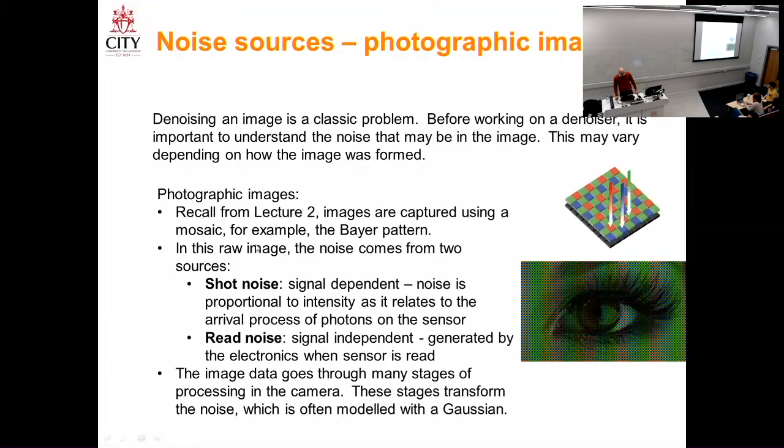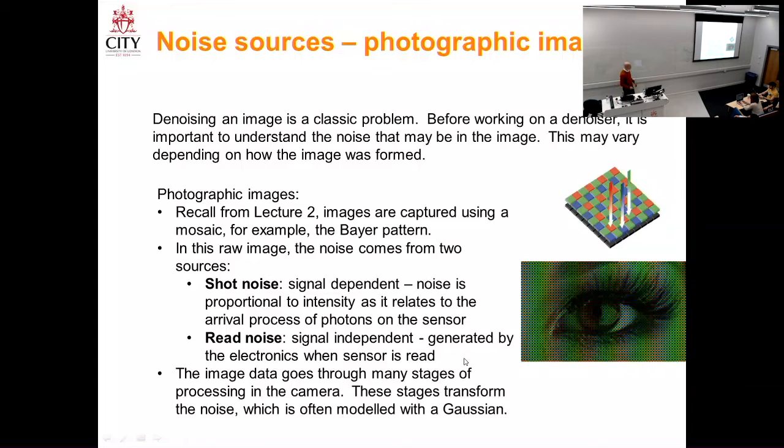Now, you'll recall from lecture 2, when you capture a photographic image, it's captured using this Bayer pattern, right? And in this raw image, there are two types of noise. There's the shot noise, which is signal dependent, and there the noise is actually proportional to the intensity because it relates to the arrival process of photons on the sensor. There's also read noise, which is signal independent, and this is generated by electronics when the sensor is read.